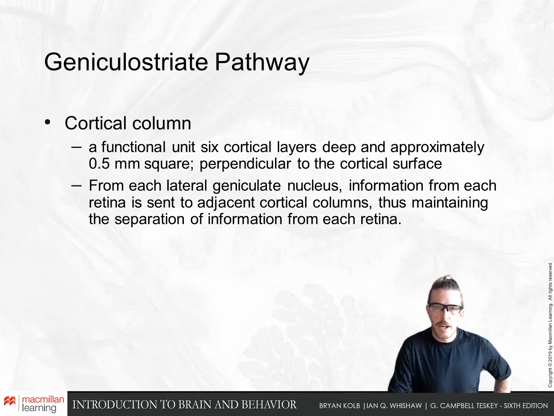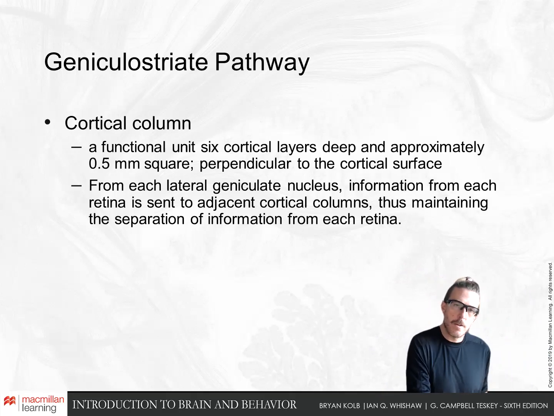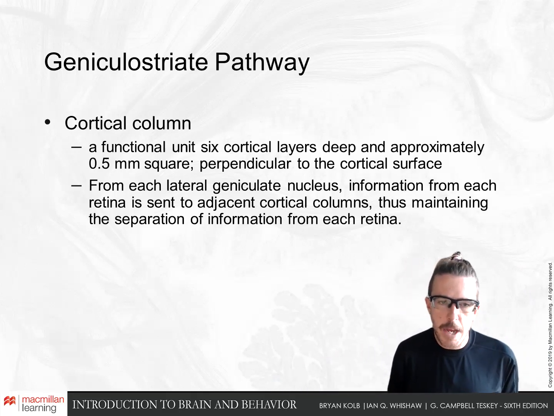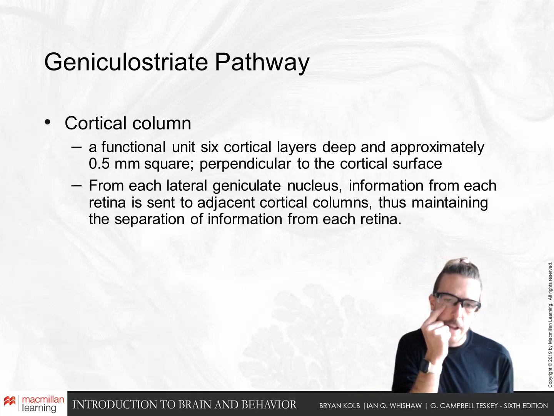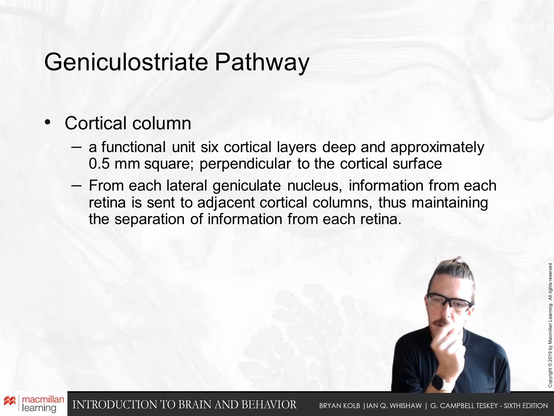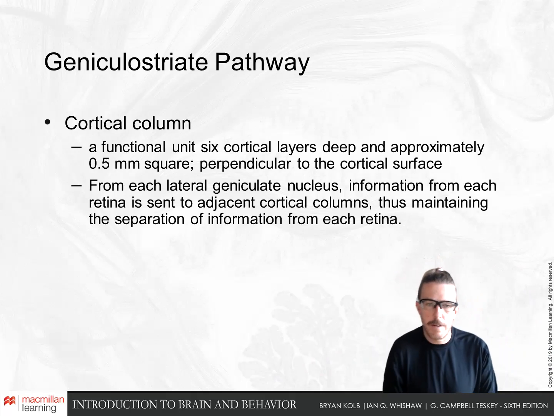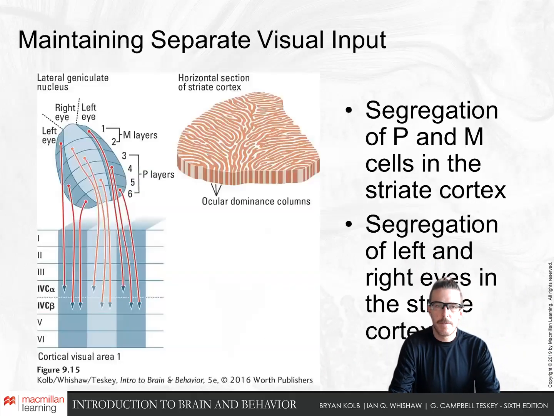So from each LGN nucleus, information from the retina is sent to adjacent cortical columns. So if there was a signal in adjacent parts of the LGN, now there's going to be a signal in adjacent parts of the cortex. And this maintains the spatial information from the retina. So two cells right beside each other in the retina will send their signals to two cells right beside each other in the LGN, and those will send their signals to two cells right beside each other in the primary visual cortex.